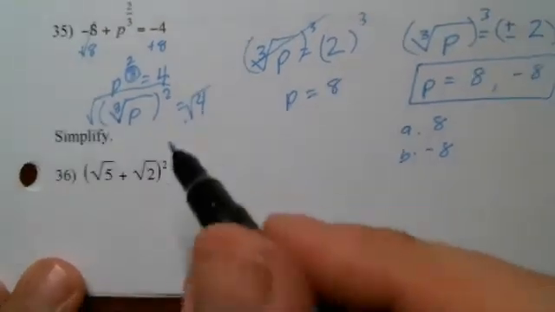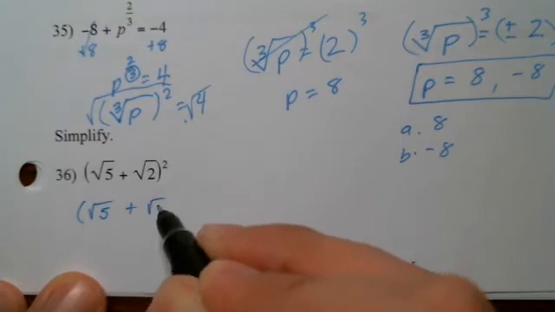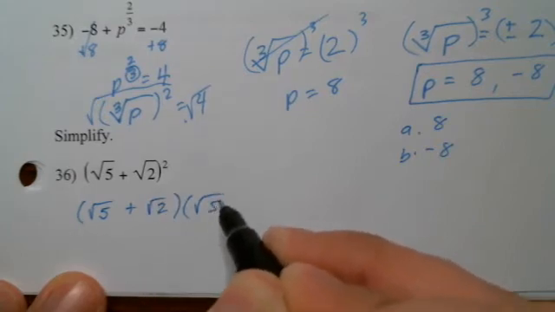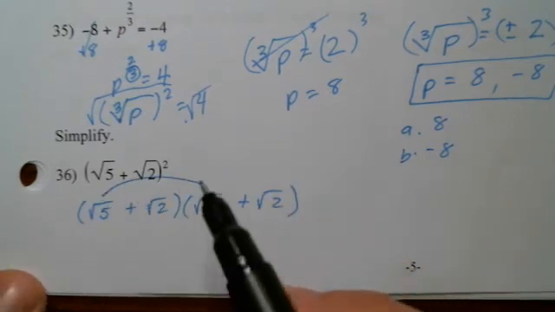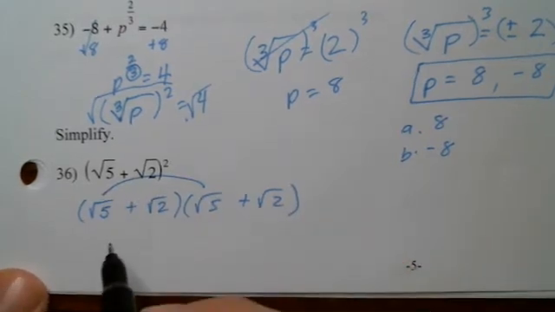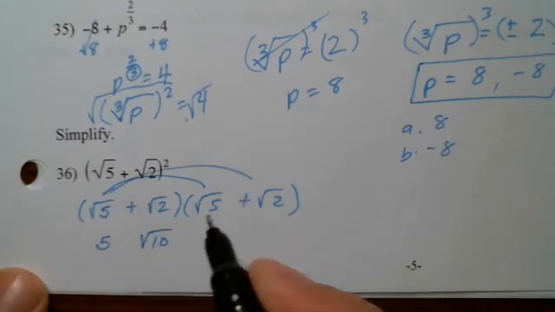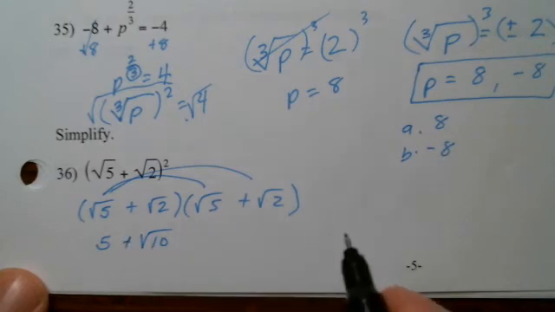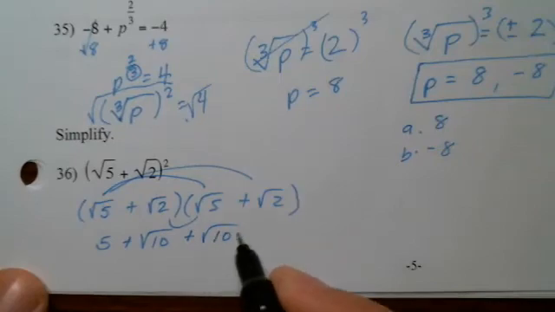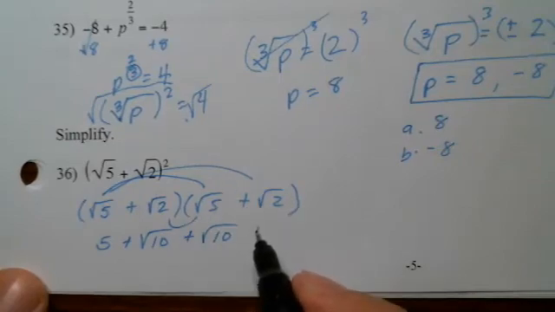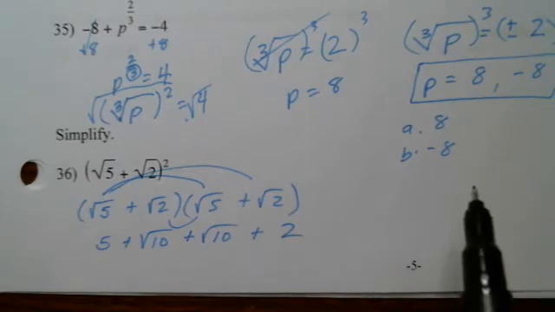And then 36, we just need to FOIL that. Radical 5 plus radical 2, squared. So first, what's radical 5 times radical 5? 5. Outside would be radical 10. And then plus radical 10. And then plus 2. So then what would be my final answer?